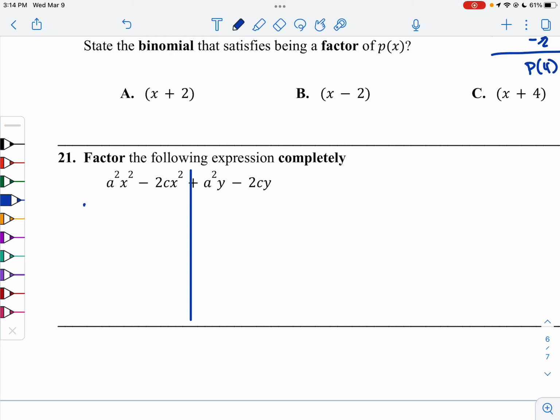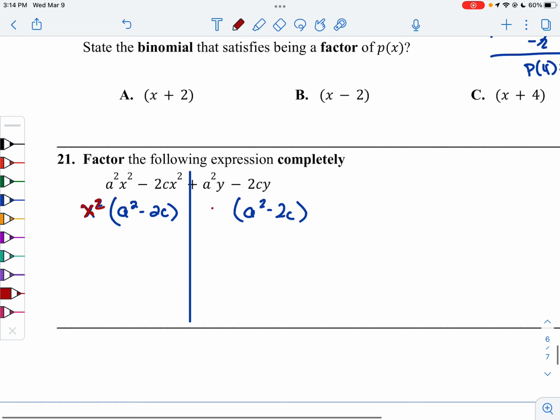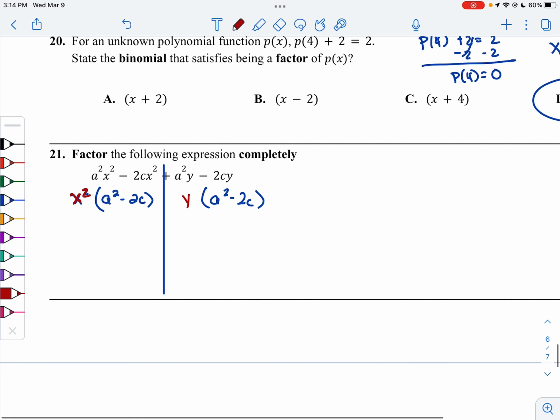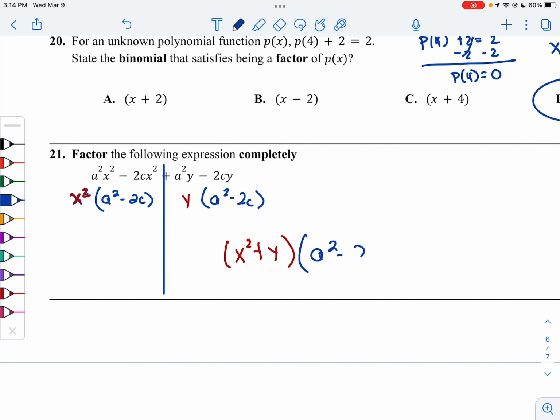I can factor out an x squared. I'm left with a squared minus 2c. And I'm going to write x squared in a different color, which means that for factor by grouping to work, a squared minus 2c needs to fit on the other side. Is there something I can factor out that gets me that? Yep, it's y. So then my solution here is x squared plus y, the two values in front, a squared minus 2c. All right, that's all.